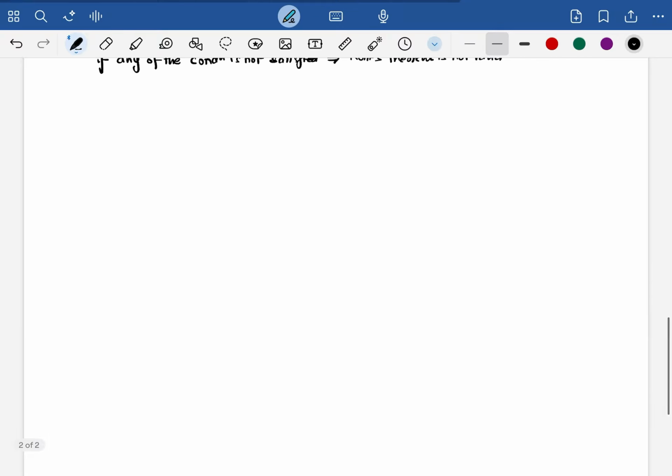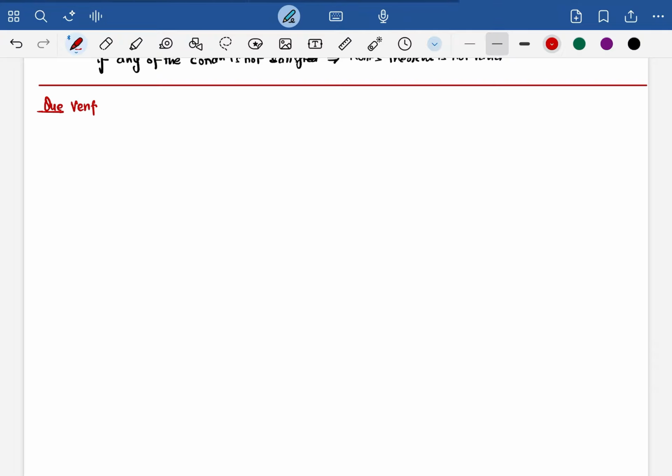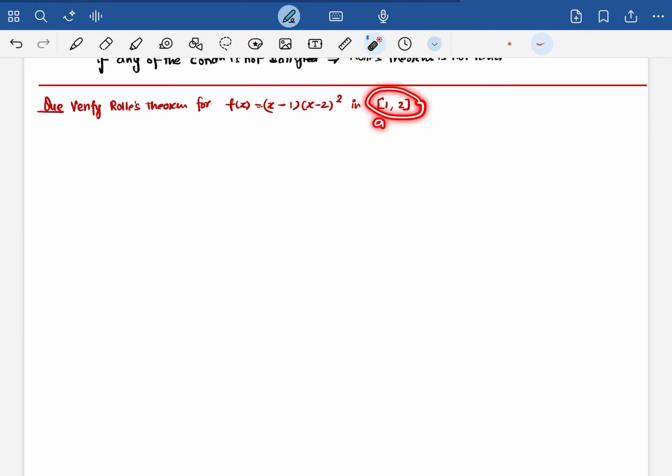Let us say the first question is this: verify Rolle's theorem for f(x) = (x - 1)(x - 2)^2 in the range 1 to 2. So what is the function f(x)? This is the function f(x) and it's definitely a polynomial function. And what's the range a to b? This is a = 1 and this is b = 2.